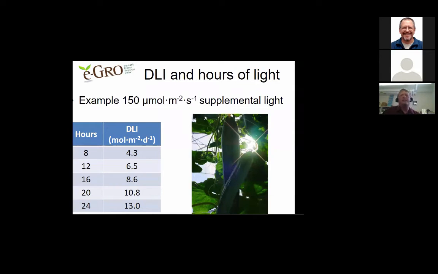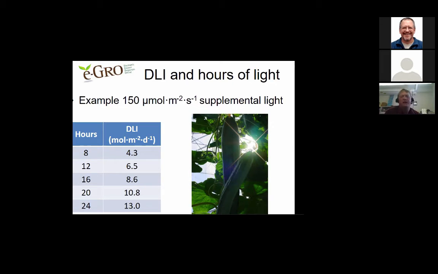Then again, if we think about the number of hours a day that we can have the lights on, and let's say that we have an installed lighting capacity of 150 micromoles per meter squared per second of supplemental light, then the hours a day that we have them on has a huge influence, right? A linear influence on the daily light integral. So if we have them on for 8 hours, we're only getting 4.3 moles per day. But if we had them on for 20 hours, we'd be getting 10.8 moles.